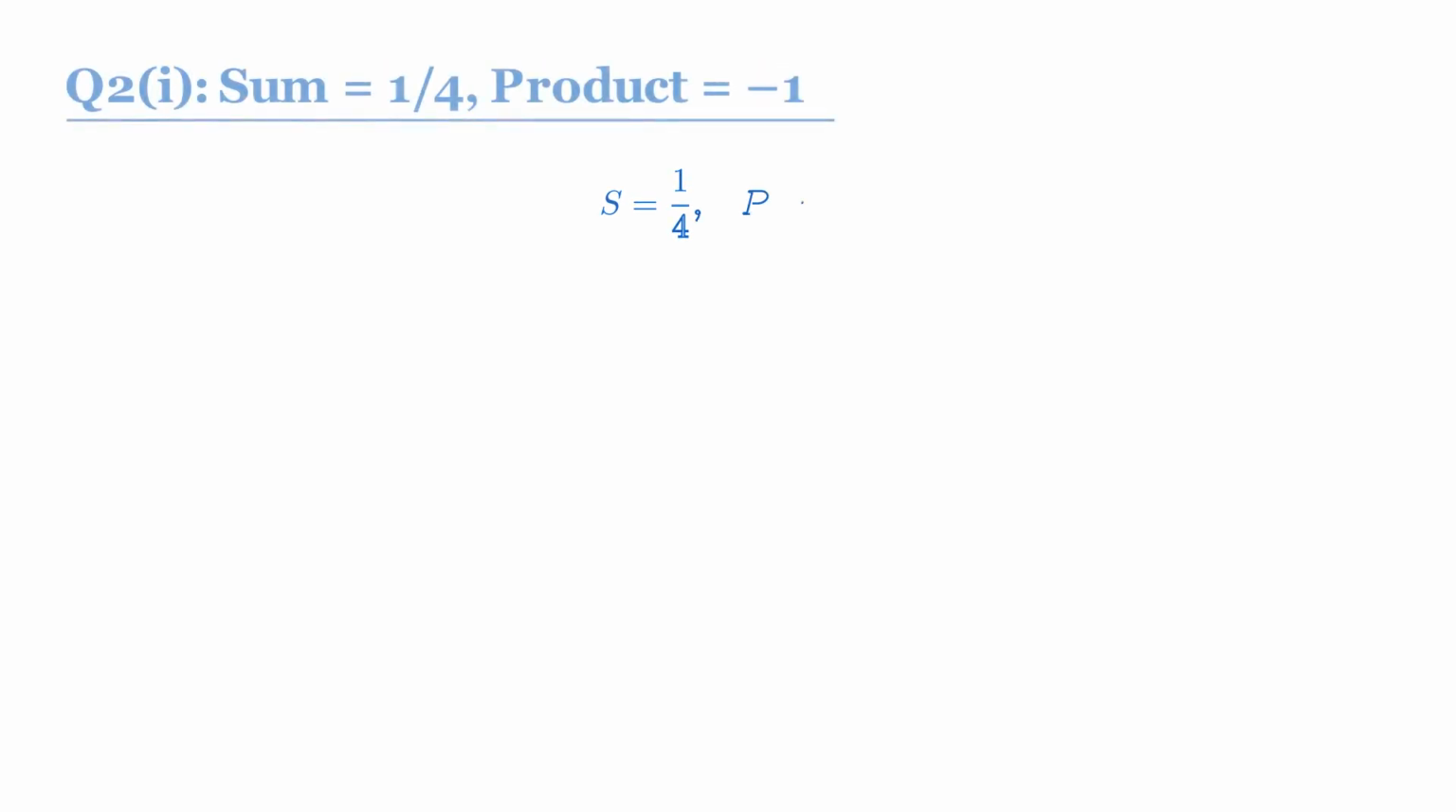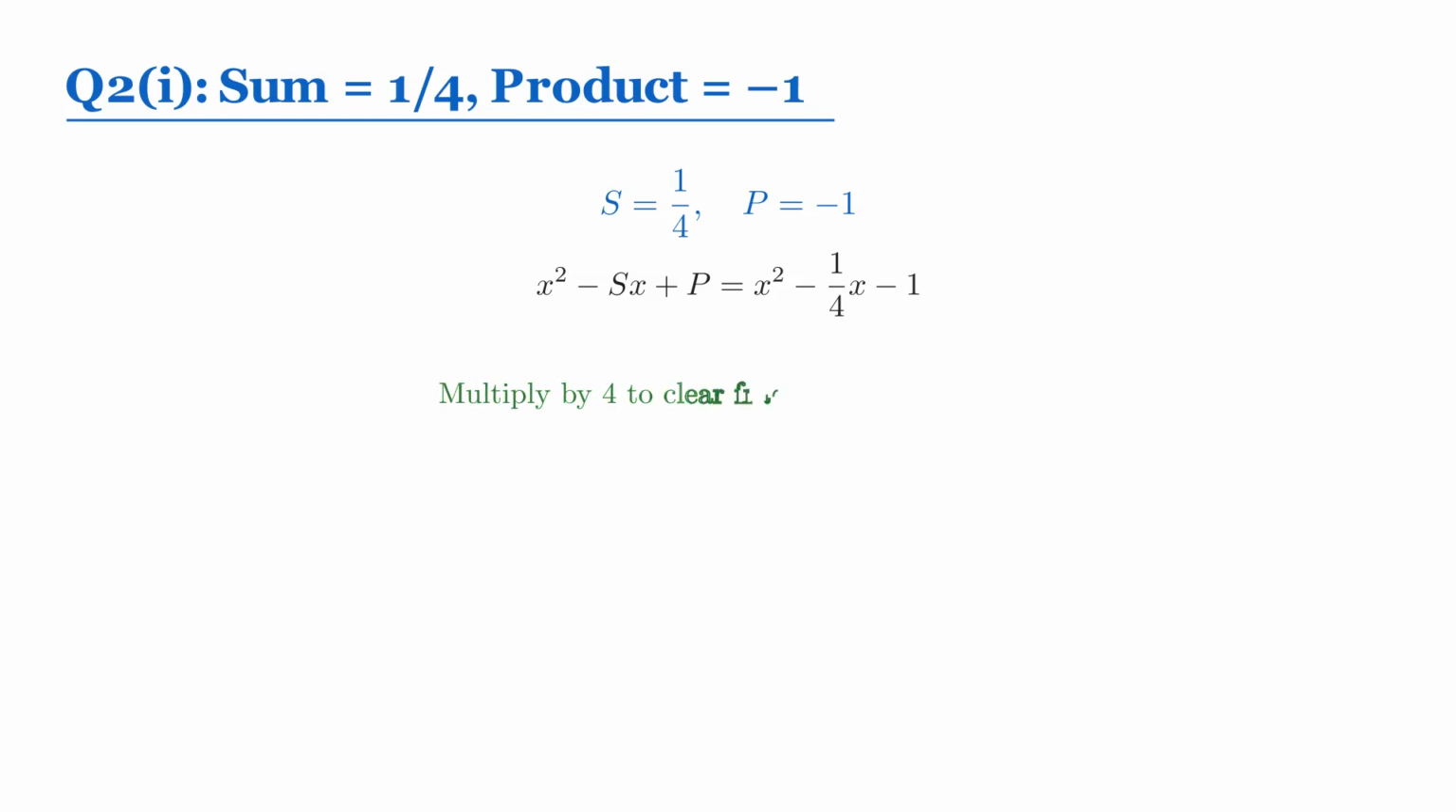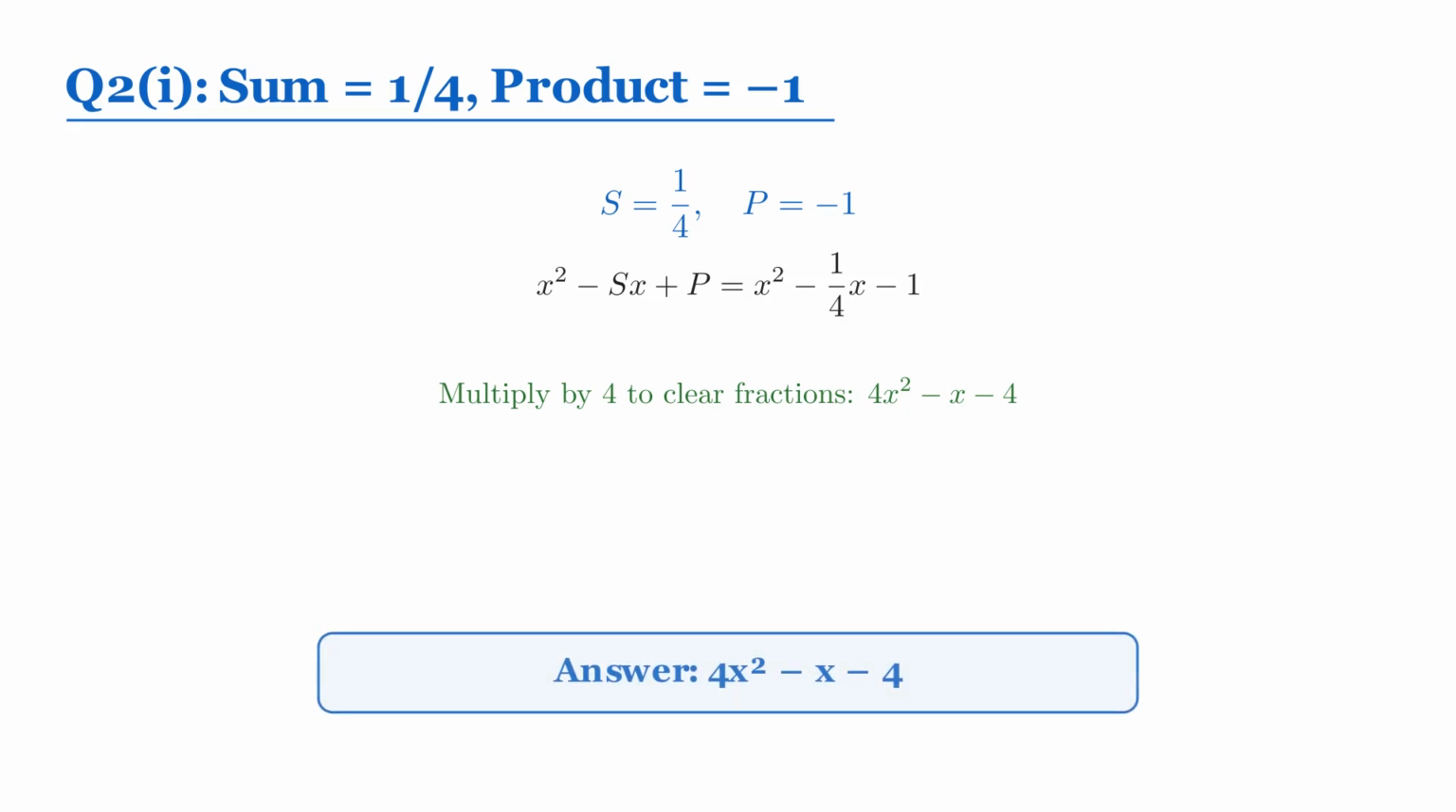Question 2, Part 1. Sum equals 1/4, product equals negative 1. Apply the formula x squared minus sx plus p. Substitute s and p: x squared minus 1/4 x minus 1. Multiply by 4 to clear the fraction. 4x squared minus x minus 4. The final answer is 4x squared minus x minus 4.